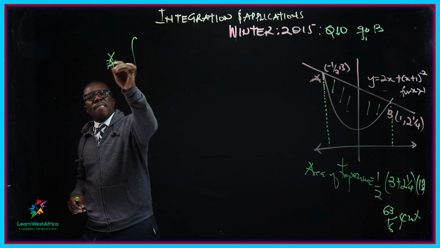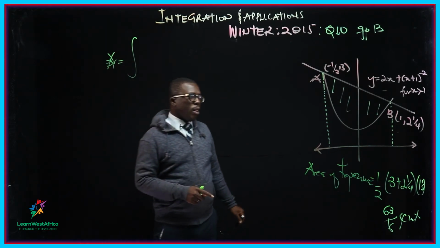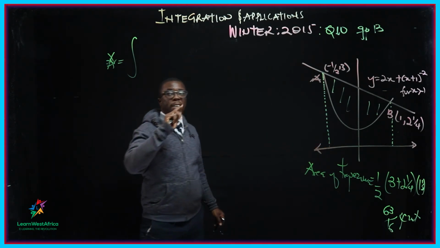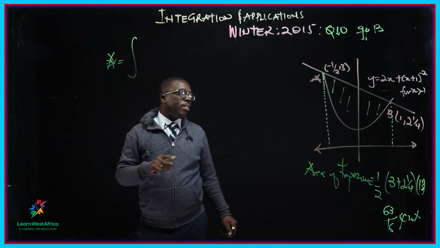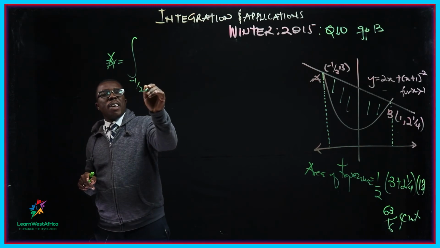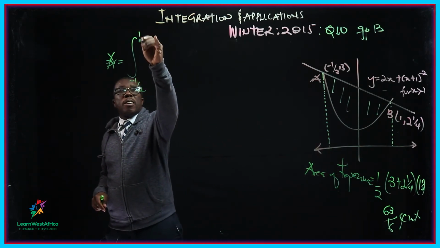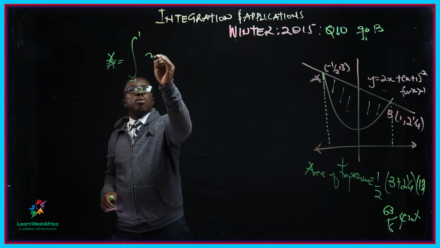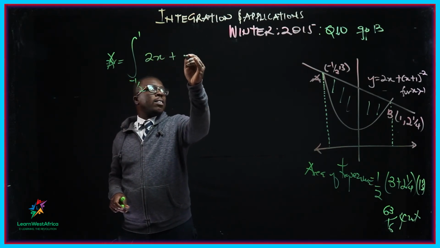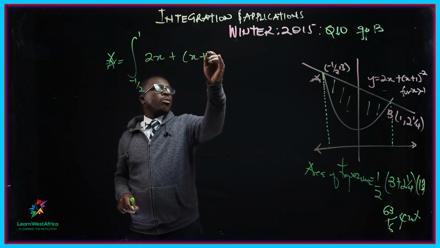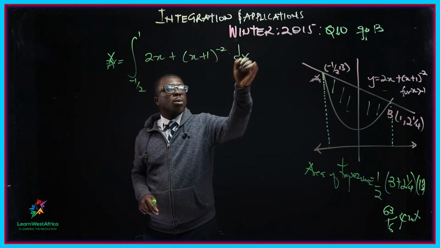So the area under the curve, what's going to be the integral? So we'll start from this to that. Hope you're fine. What's going to be our lower limit? I'm going to have minus half there, and our upper limit is going to give us 1. Okay? Then what do you have? 2x plus 1 over (x plus 1) squared, dx.